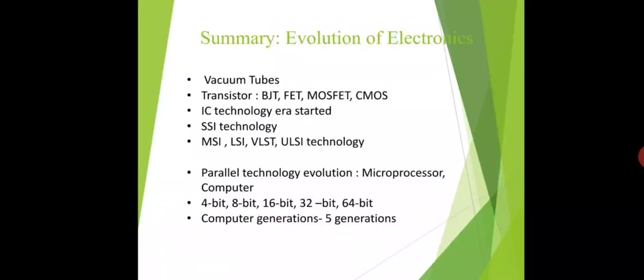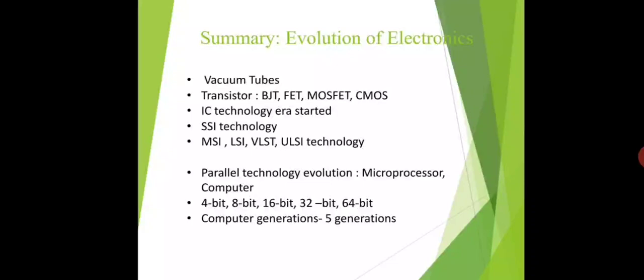So this changed the IC technology also. So how was the change in IC technology? IC technology change was about integrating how many gates or transistors you are putting on one IC. So according to that integration, it was SSI, that is small scale integration technology, then medium scale integration technology, then large scale integration technology, then VLSI, very large scale integration technology, and ULSI, ultra large scale integration technology.